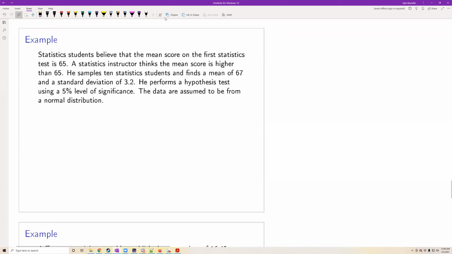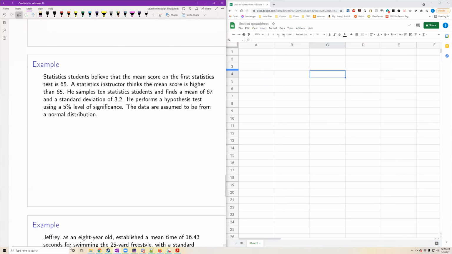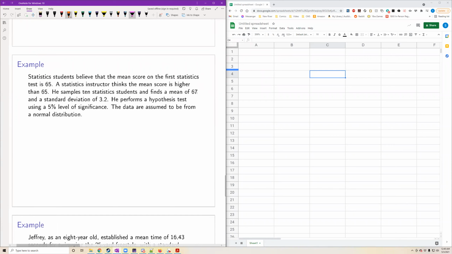Now, let's switch over here. We're going to want to be looking at Google Sheets here. So let's zoom out, give us some space, and let's set up what we can. First thing we need to do is state the null and the alternate hypotheses. It looks like we're comparing the mean to 65. This is what we think that the mean might be.